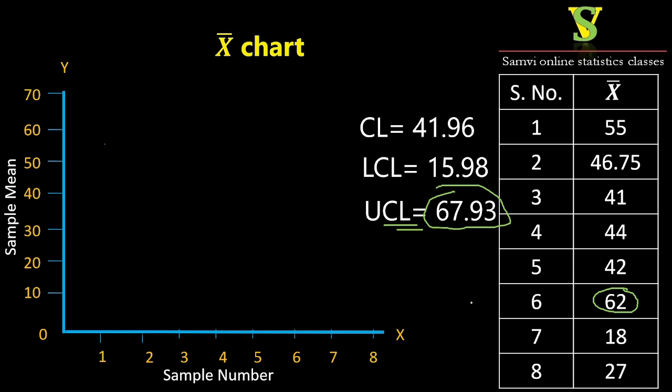Next step is plotting the center line. You have to plot a bolded line for CL, that is 41.96, and next you have to move for upper control limit and lower control limit. So for upper control limit and lower control limit, you have to use a broken line.